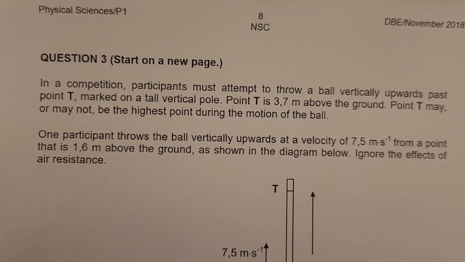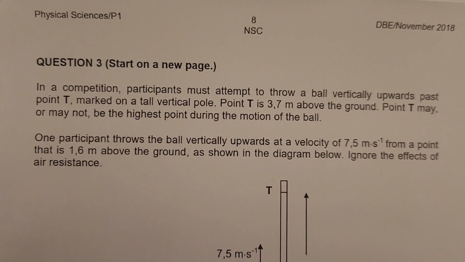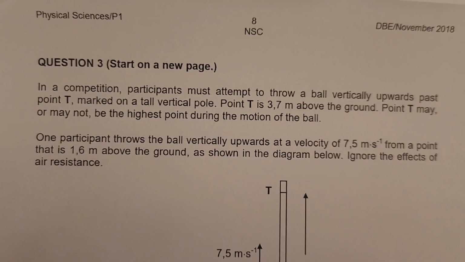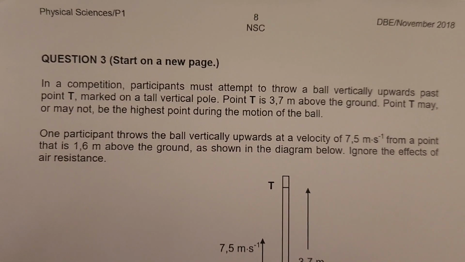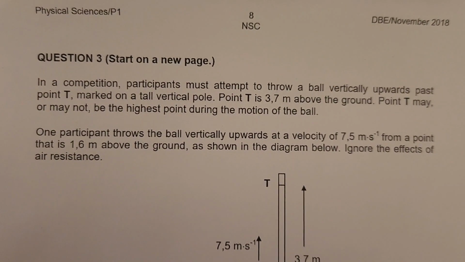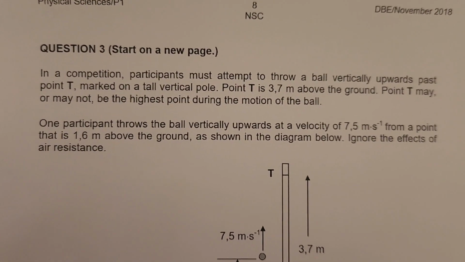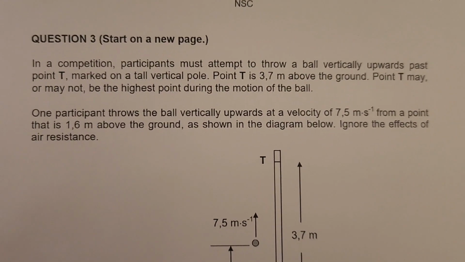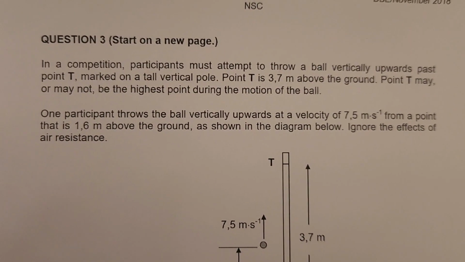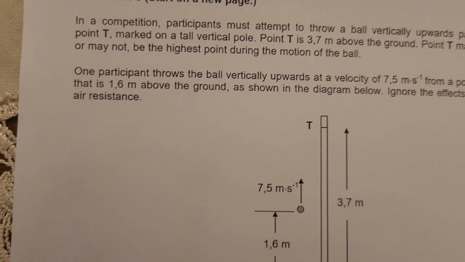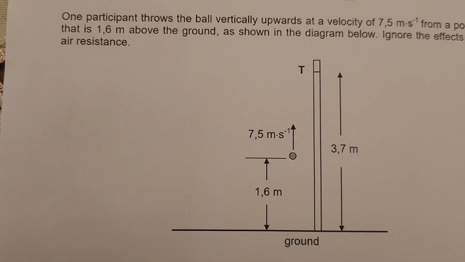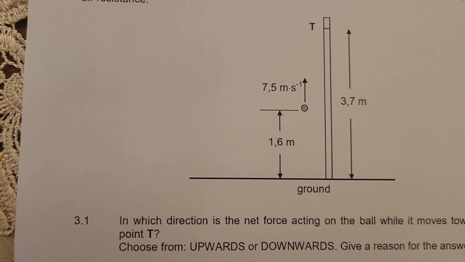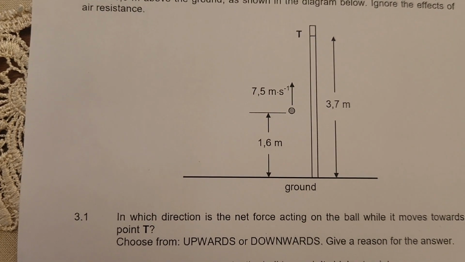One of the participants throws a ball vertically upwards at a velocity of 7.5 meters per second. You need to highlight that. That's the initial velocity, from a point that is 1.6 meters above the ground, as shown in the diagram below. Ignore the effects of air resistance, meaning that now the ball is a projectile. Fine. Now this is the diagram, and now they ask: in which direction is the net force acting on the ball while it moves towards point T?